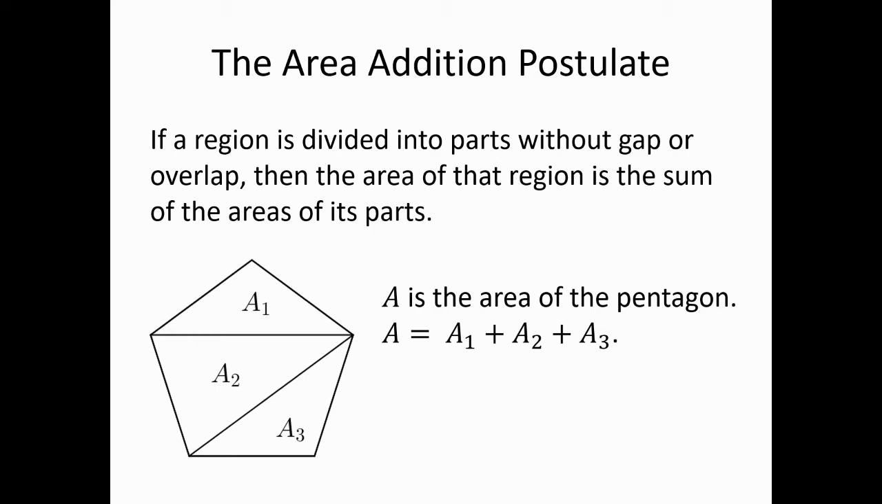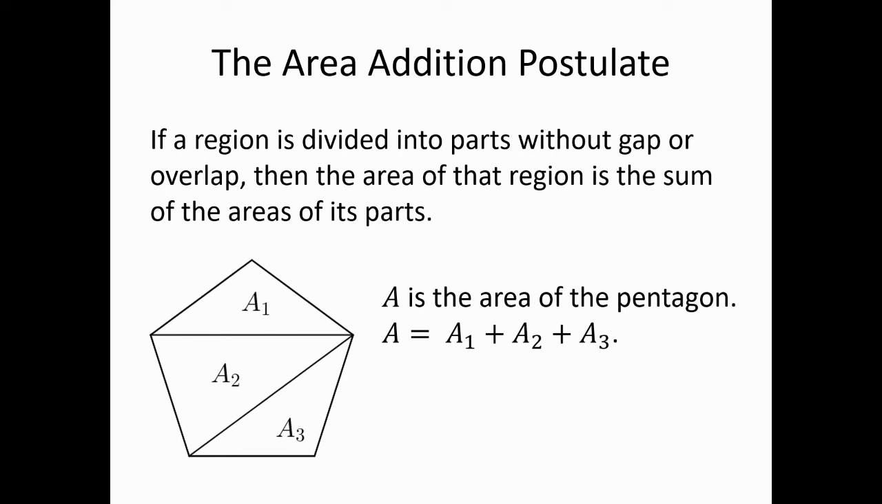As I have said, we now have 3 ways to measure geometrical objects. We have length for segments, we have degree measure for angles, and now we have area for regions of the plane. And for each of these, we have an addition postulate. We had the segment addition postulate, we had the angle addition postulate, and now, of course, we have the area addition postulate, which says, roughly, that if you take a region and you divide it up into subregions, without gap or overlap.